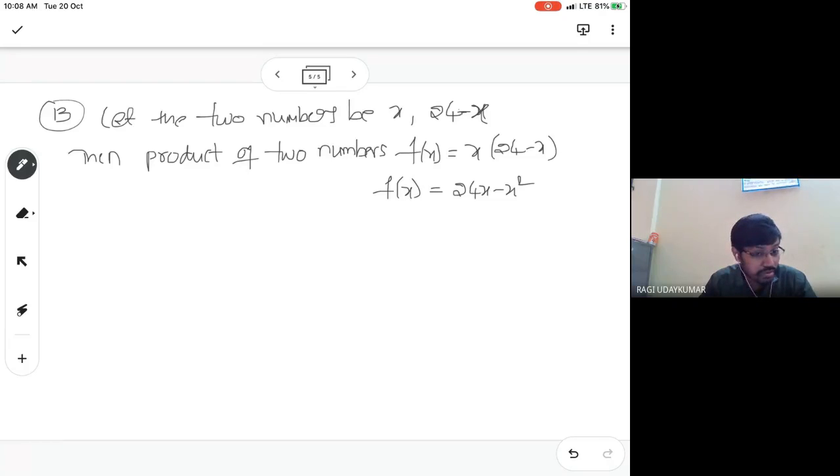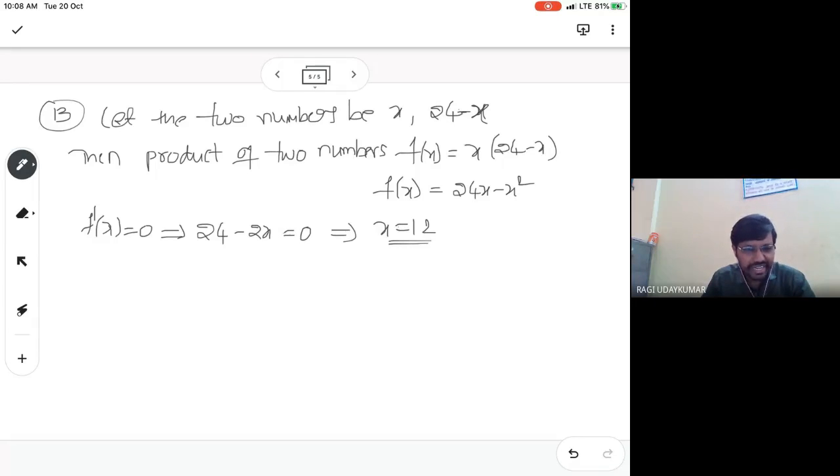What to do now? Find the critical point. So f dash of x is equal to 0. This implies what do you get? 24 minus 2x is equal to 0. From this, x is equal to 12. So you have only one critical point.